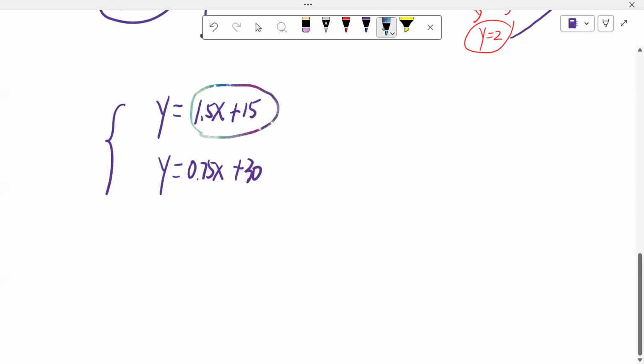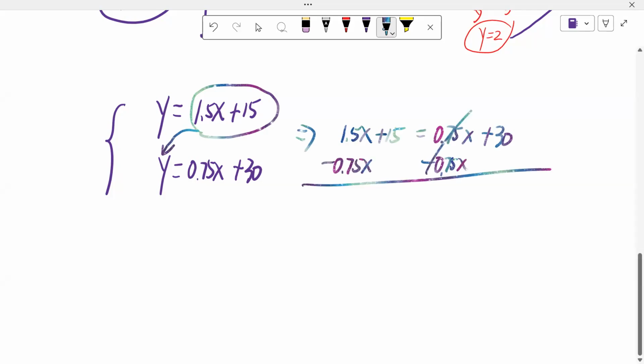So here we're going to take this thing. Since y is equal to this, going back to the second equation, replacing the y with that. Now in that case, we eliminate the variable y. So 1.5x plus 15 equal to 0.75x plus 30. Now from here, we can solve for x. No more variable y. First of all, minus 0.75x, minus 0.75x. Cancel that. 1.5x minus 0.75x is 0.75x, plus 15 equals 30.